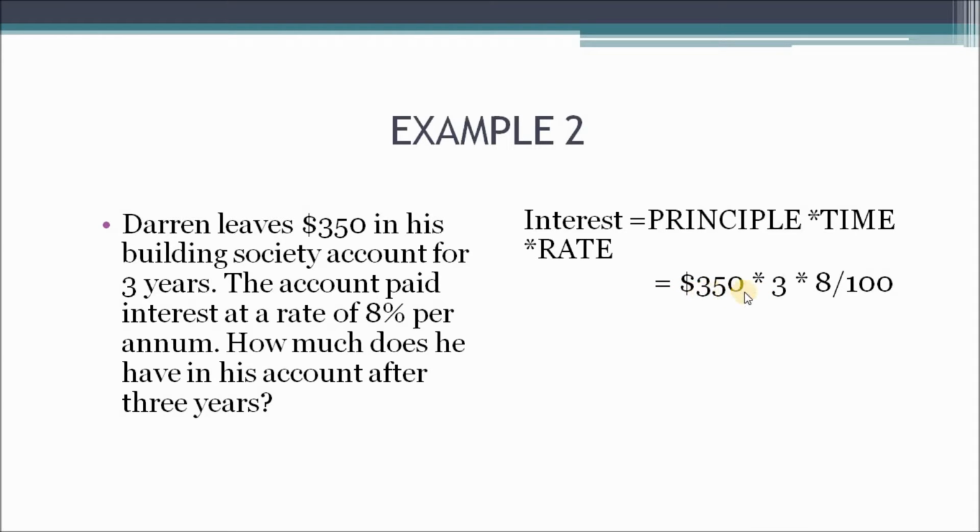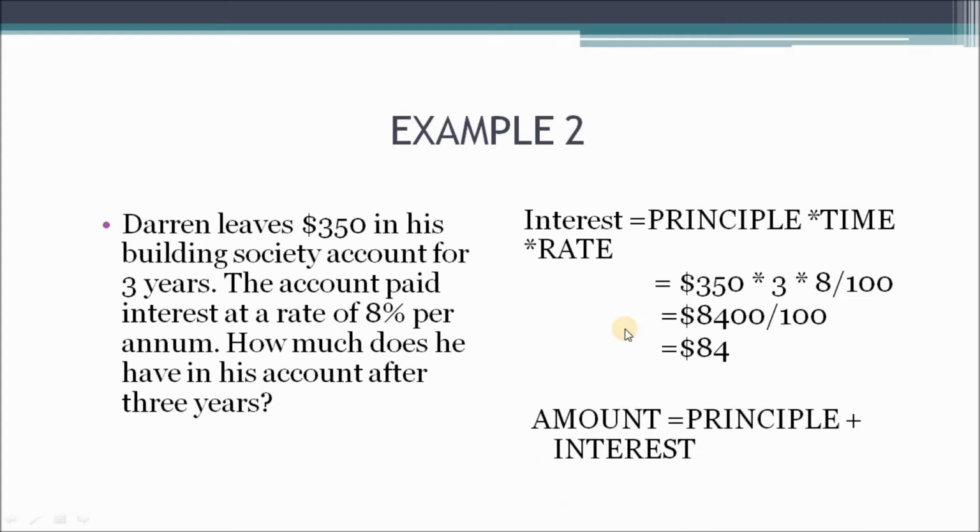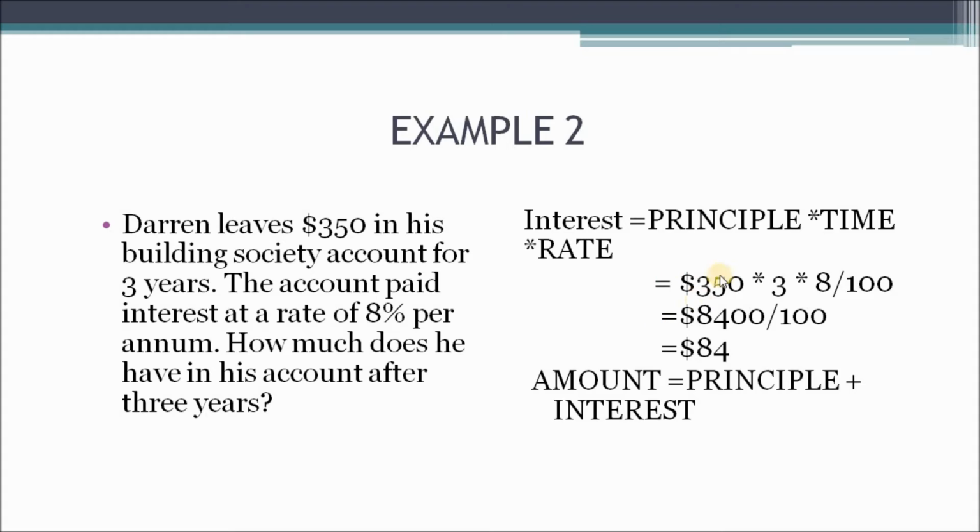Let's first multiply 350 times 3 times 8, then divide by 100. The answer is $8,400 divided by 100. Now let's divide it. $8,400 divided by 100 is $84. That's the interest. Now let's calculate the amount. The amount will be $350 plus 84, so we get the answer as $434. That is the simple interest you will earn in 3 years.